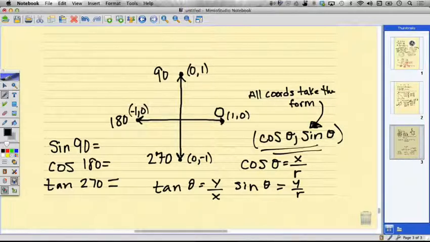What's the tangent of 270? Uh-oh. What's tangent? It's the y divided by the x. So the y divided by the x, -1 over 0, which means it is undefined. It isn't a real number. Wink, wink. Okay? When your trig function is something over 0, it means there's no real value there. It doesn't exist.